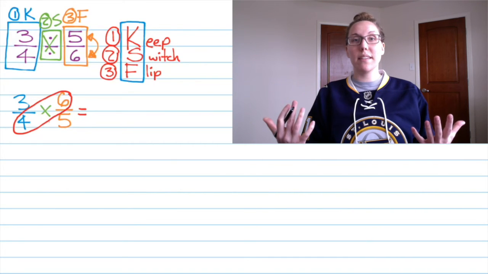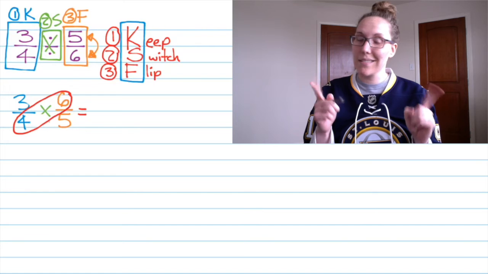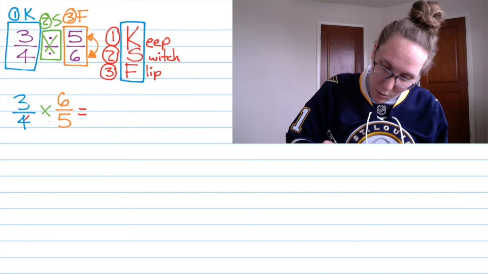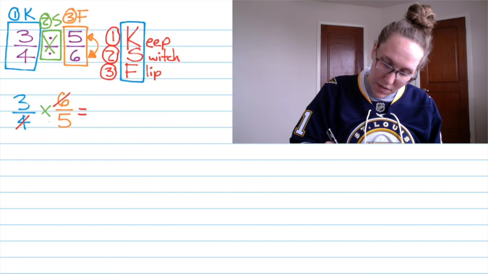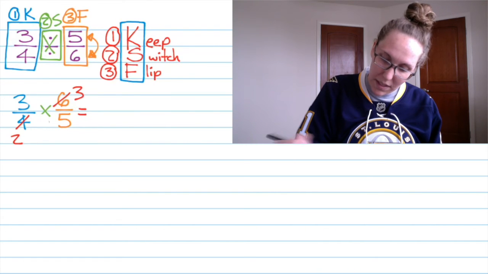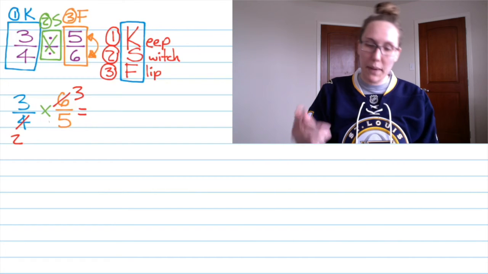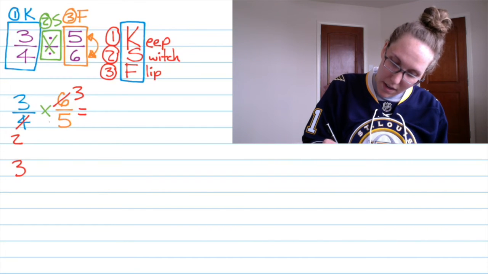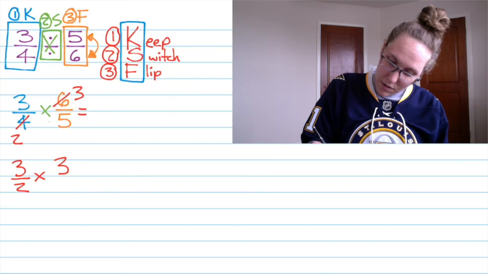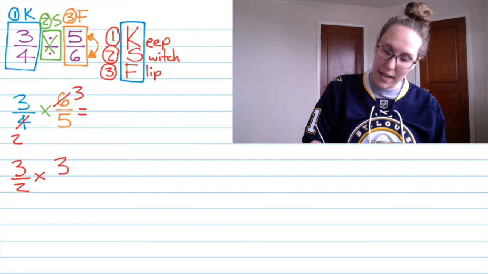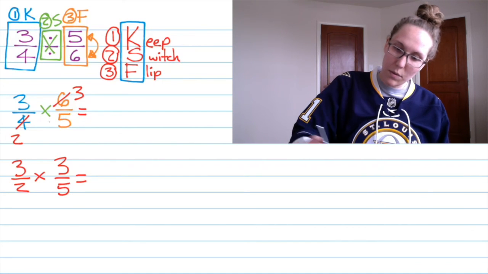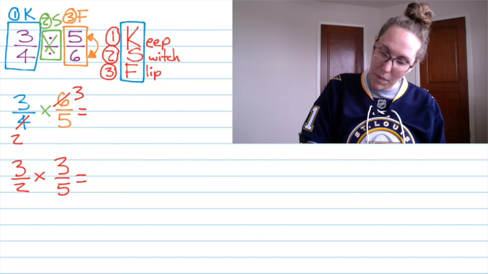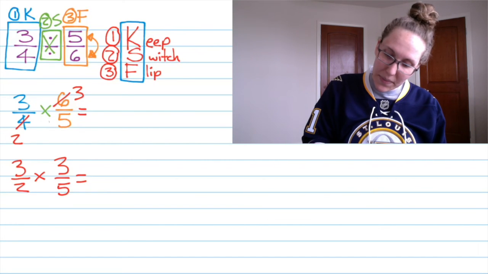Now we're going to check 6 and 4. Are there any numbers that 6 and 4 are both divisible by? Yes, they're both divisible by 2. So we can reduce both those numbers by dividing by 2. 4 divided by 2 gives us 2. 6 divided by 2 gives us 3. Before we multiply anything, we're going to rewrite our fractions just to make sure that we don't get confused. So 3/2 times 3/5. We just rewrote our problem after we reduced our fractions.